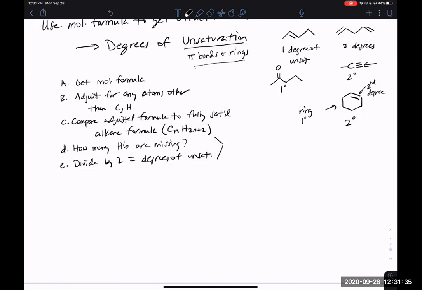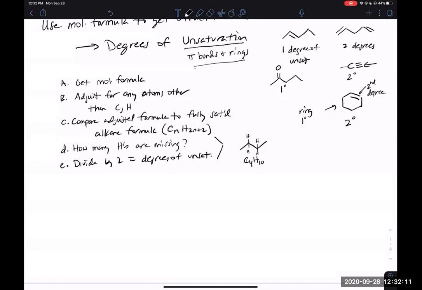Okay, so let's talk about the magic part of this. Why do you care about hydrogens and why divide by 2? We'll do it with just looking at some molecules. If I have something fully saturated, like say butane, for example, it is C4H2n+2, so 4 times 2 is 8, plus 2 is 10. So this is C4H10. And butane, let's just look at the middle carbons. There are 2 hydrogens on those middle carbons, right?